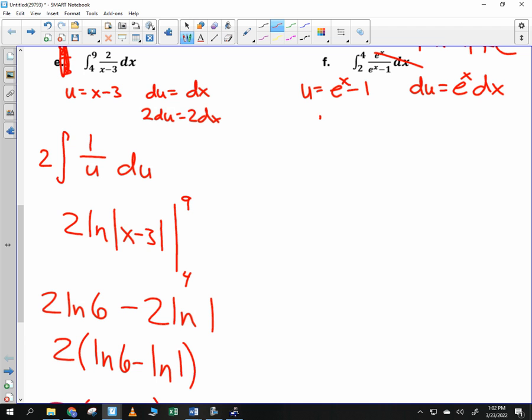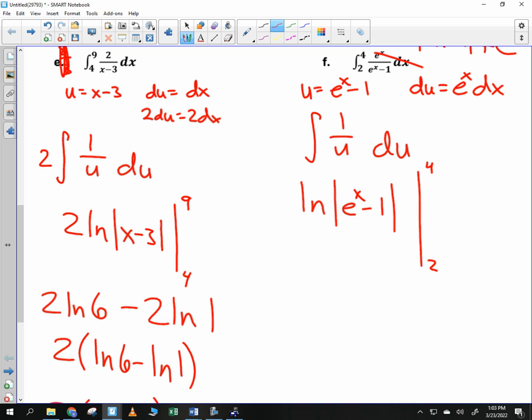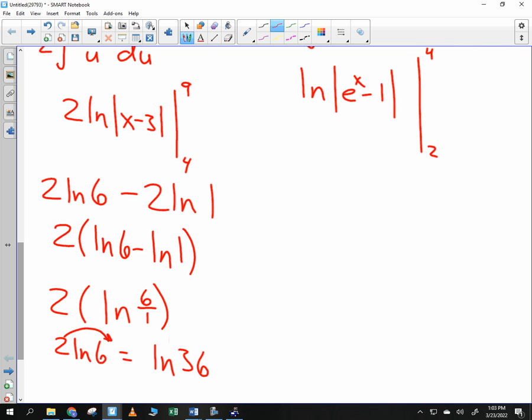So now I have the integral du of what? 1 over u. Antiderivative of 1 over u. So I have the natural log of u, and u is e to the x minus 1. And I'm going to evaluate that at 4 and 2. So I have the natural log of e to the 4th minus 1, minus the natural log of e to the 2nd minus 1.